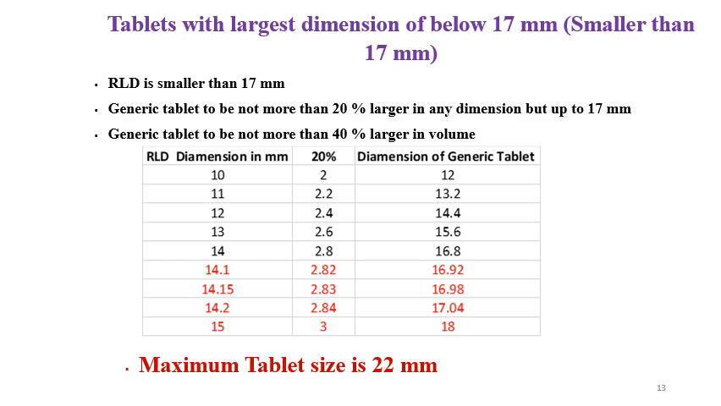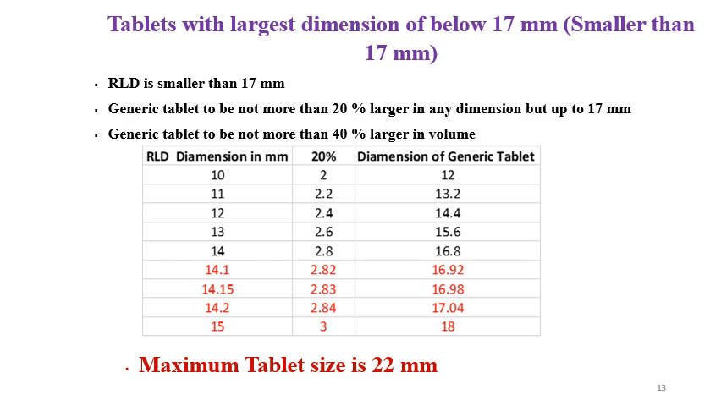the generic tablet can be 12 mm. But it should also match the volume criteria of 40%. Then if it is 11 mm, you can go up to 13.2. If it is 12 mm, you can go to 14.4. If the RLD is 13 mm, you can go to 15.6. If it is 14 mm, you can go by the 20% criteria to 16.8 mm.